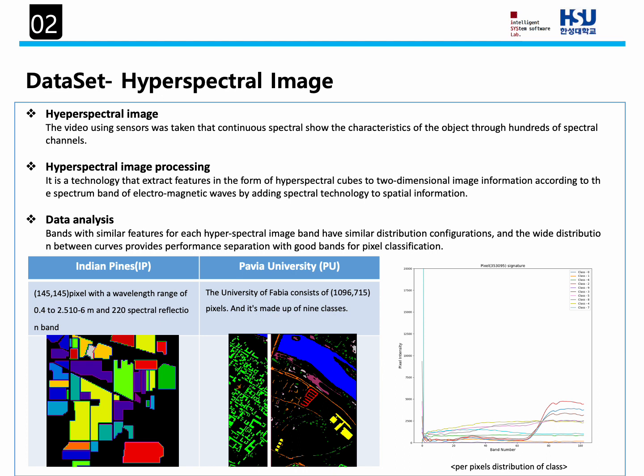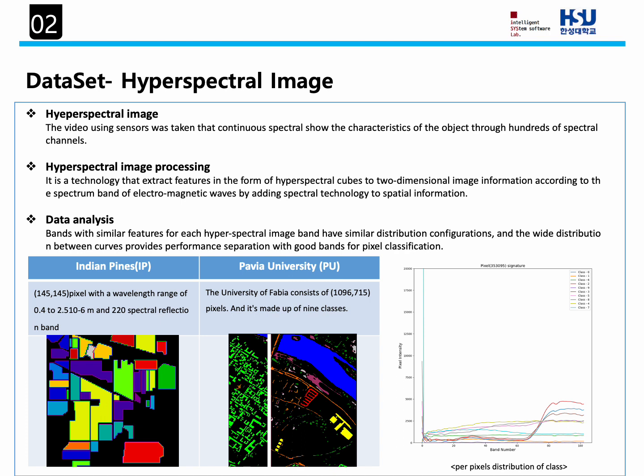Then, dataset: hyperspectral image. The video uses a sensor that captures continuous spectra showing the characteristics of the object in 100 spectral channels. Hyperspectral image processing is the technology that extracts two-dimensional image information from the hyperspectral cube according to spectrum bands of electromagnetic waves, by adding spectral information.